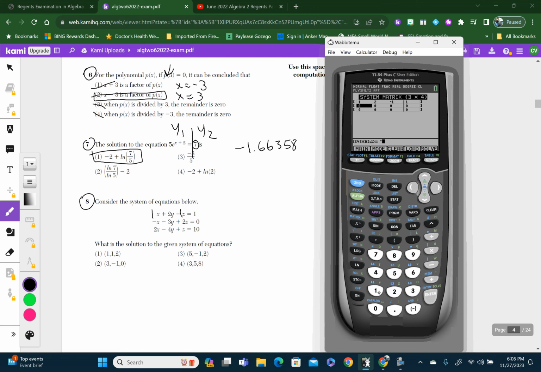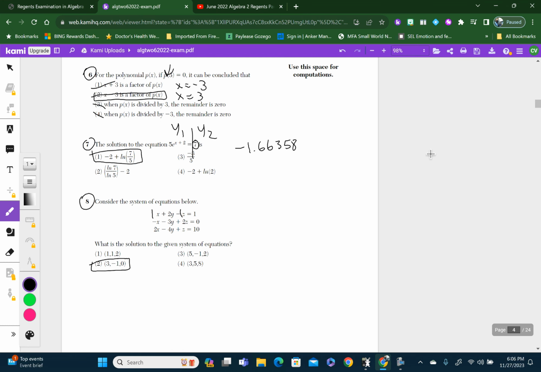So negative 1, enter, negative 3, enter, 2, enter, 0, enter. And then now I'm putting in the last row: 2, enter, negative 4, enter, 1, enter, 10. Don't forget to hit enter after that. And then you're going to hit the graph button, which is solve, and it gives you your 3 answers. So we have 3, negative 1, and 0, and that is option 2.